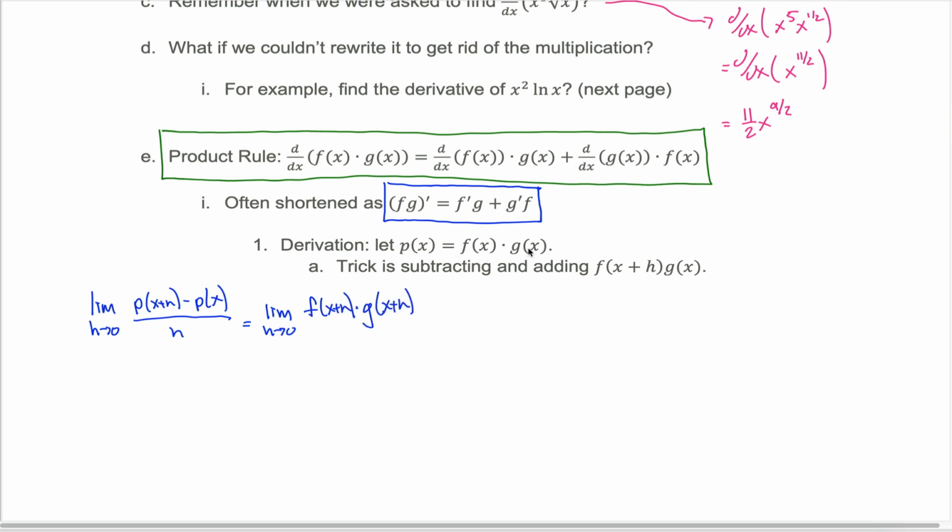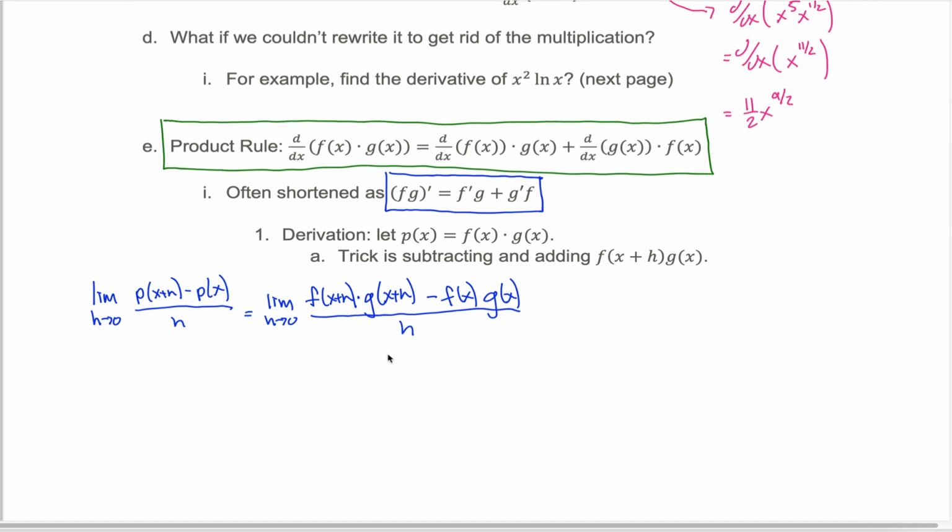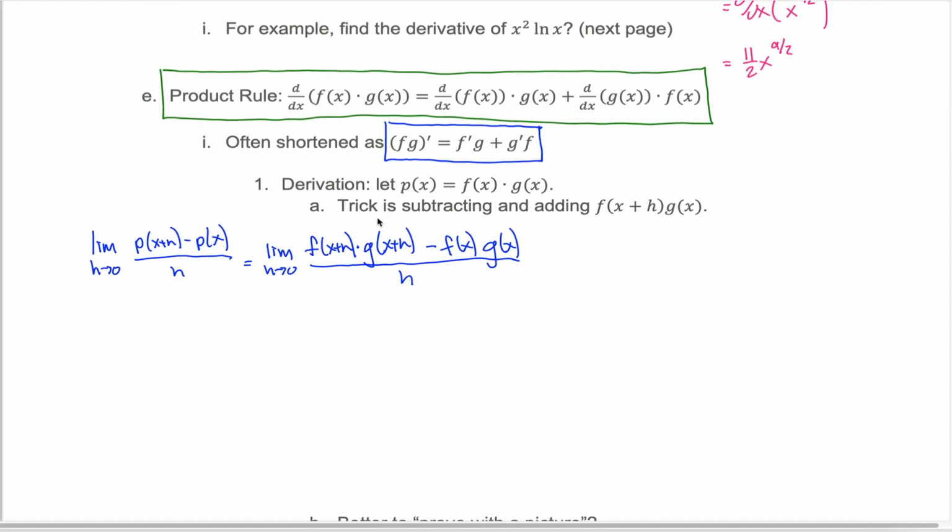If p of x is f of x times g of x, p of x plus h is f of x plus h times g of x plus h. From that, I have to subtract p of x, which, as we see written right here, is just f of x times g of x. And then I have to divide that whole thing by h. How am I going to simplify this to get this into a form that looks like one of my derivatives so I can come up with a general rule? Well, there's this trick. We want to subtract and then add this expression to the numerator.